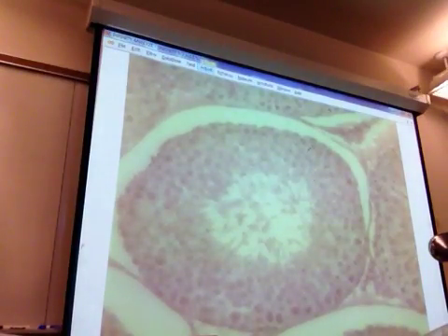Let me see. So the interstitial cells would be anything that's in between those tubules, by the way.